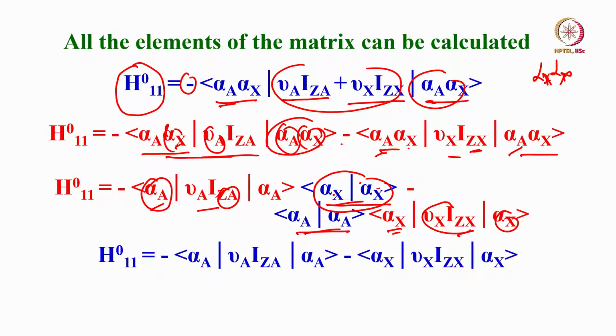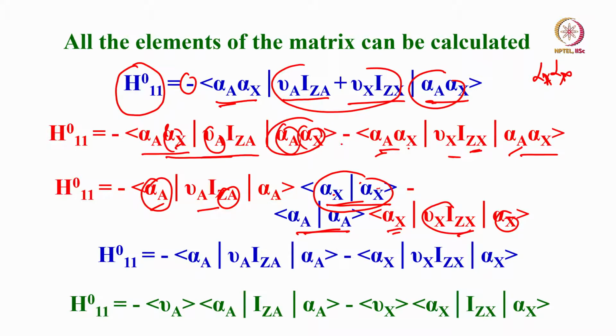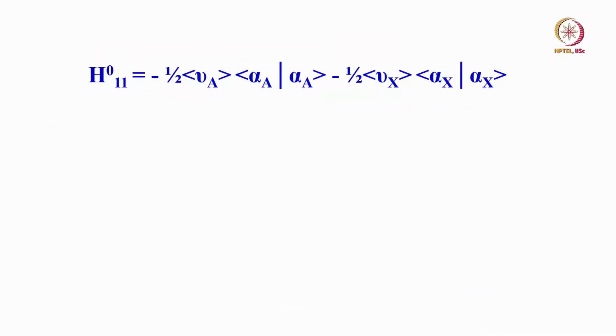Okay. Now, we have not completed, we will go further. This can be further resolved. What I am going to do is take ν_A outside, that is not going to disturb the system; we are only worried about I_ZA operating on α_A. So I will take out ν_A, leaving ⟨α_A| I_ZA |α_A⟩. Similarly, minus, I will take out ν_x here, leaving ⟨α_x| I_Zx |α_x⟩. So the terms can be further simplified.